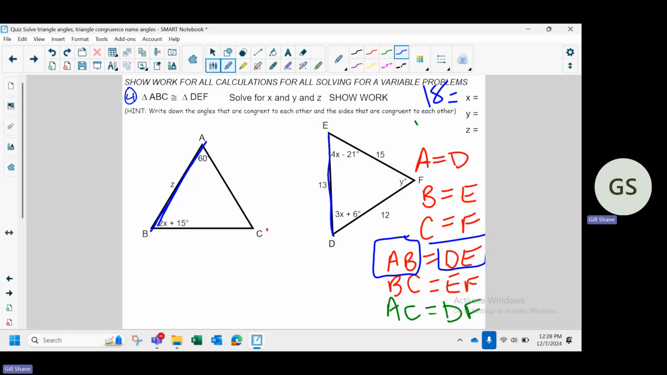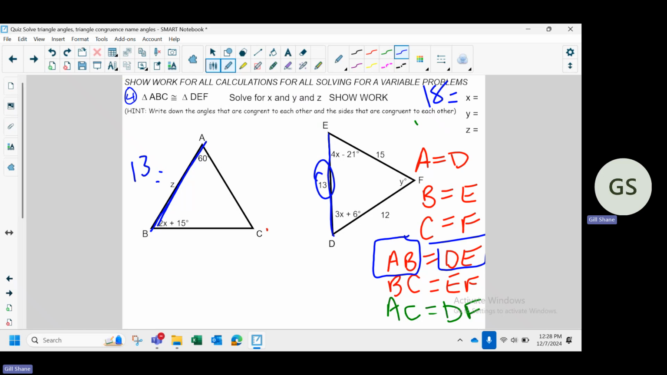There's DE. So those sides are congruent, and that's just a number. So Z is 13. It's the same length as DE. There was no math involved in that. So now I need to go to Y. Y is a little tricky also.